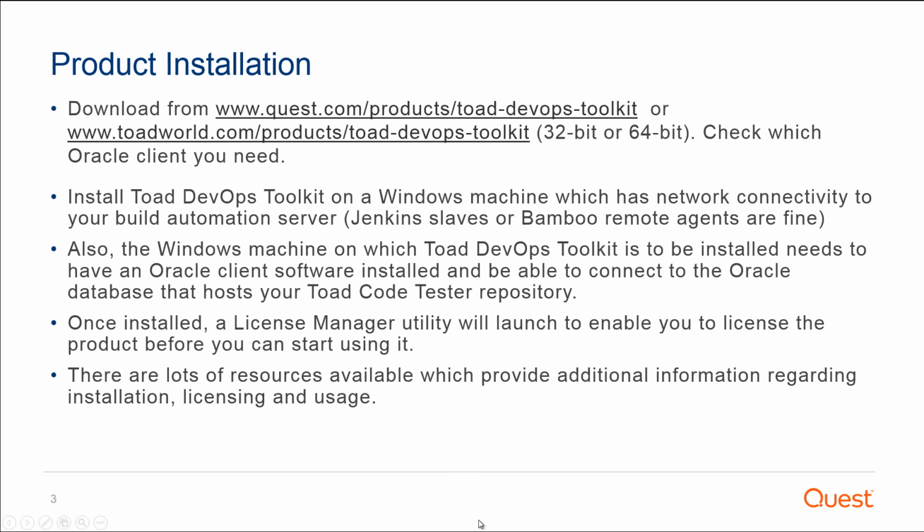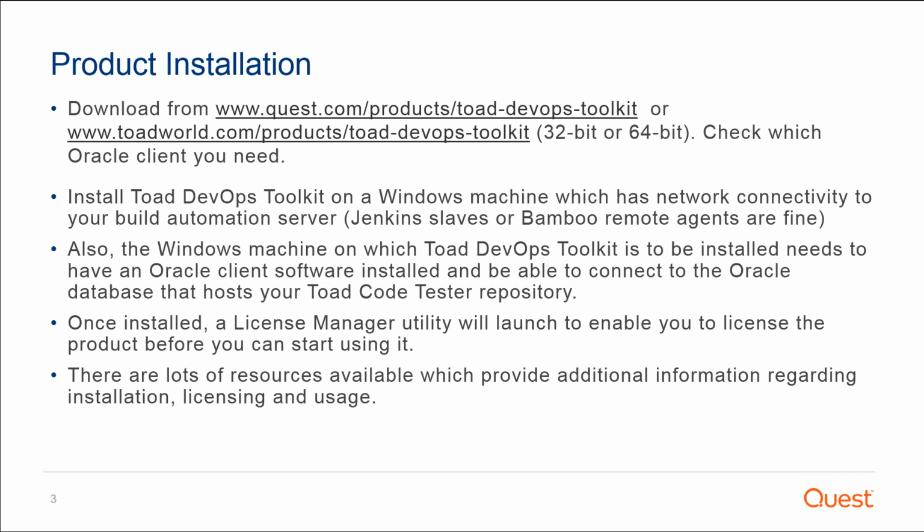You need to install Toad DevOps Toolkit on any Windows machine which has network connection to your build automation server. You can install it on a Jenkins slave or a Bamboo remote agent that's running Windows. That's also fine. You need to make sure as well that you have Oracle client software installed on the machine on which you're installing Toad DevOps Toolkit.